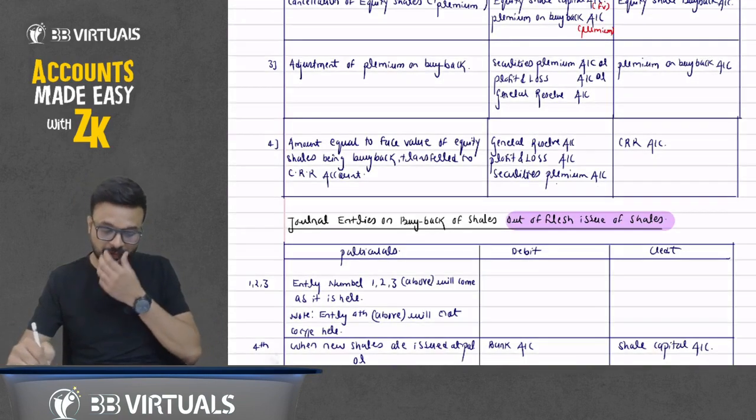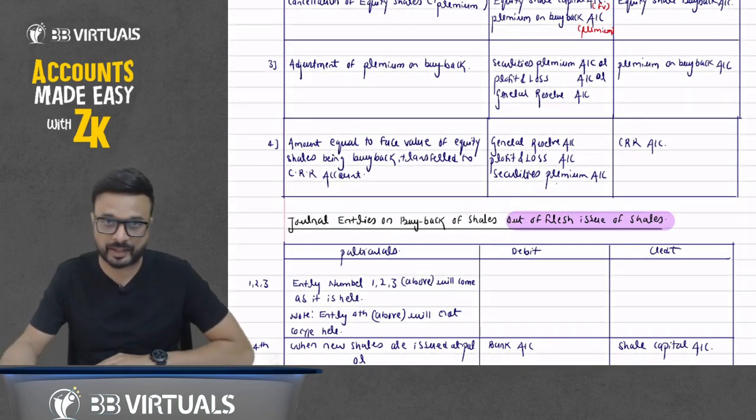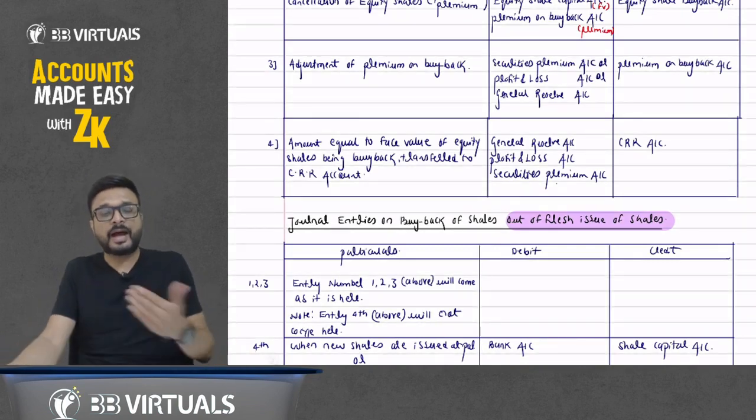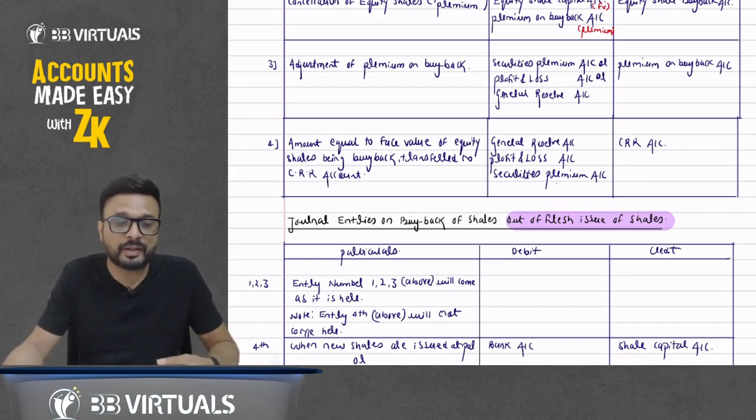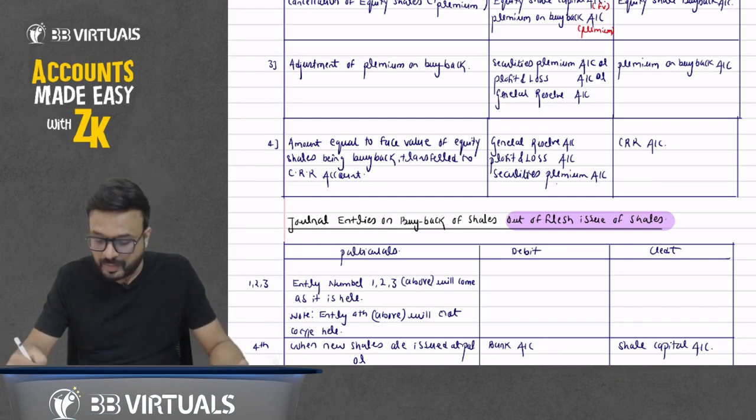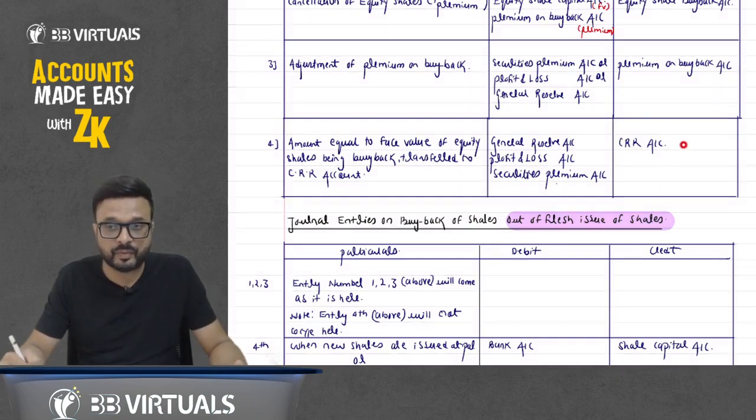Now we have to transfer to CRR account. Why am I saying that we have to transfer to CRR account? If nothing is mentioned about the issue of shares, then we will assume that it is out of profit only. So we will call it out of profit. If it is out of profit, we have to transfer to CRR account.